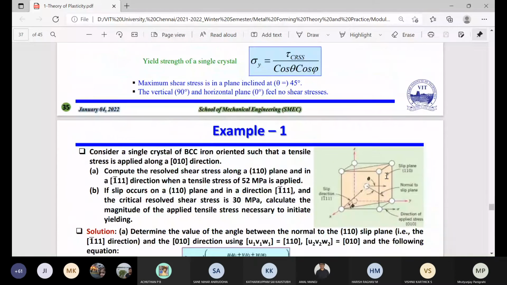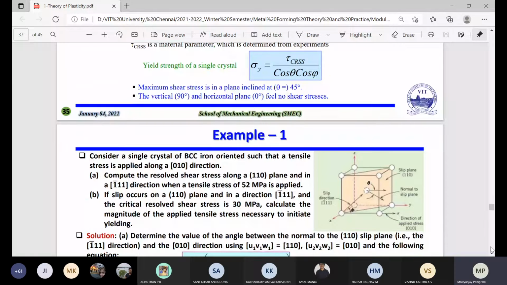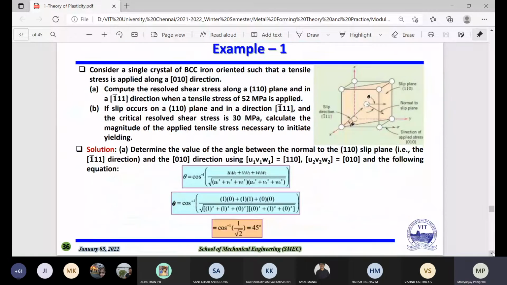So it is better, when doing any numerical based on this, to make a schematic diagram immediately so that you write very clearly. For example, here the slip direction is -1 1 1 for phi, and the applied stress direction is 010. Similarly, here the slip plane is 110 for theta and the stress direction is 010.